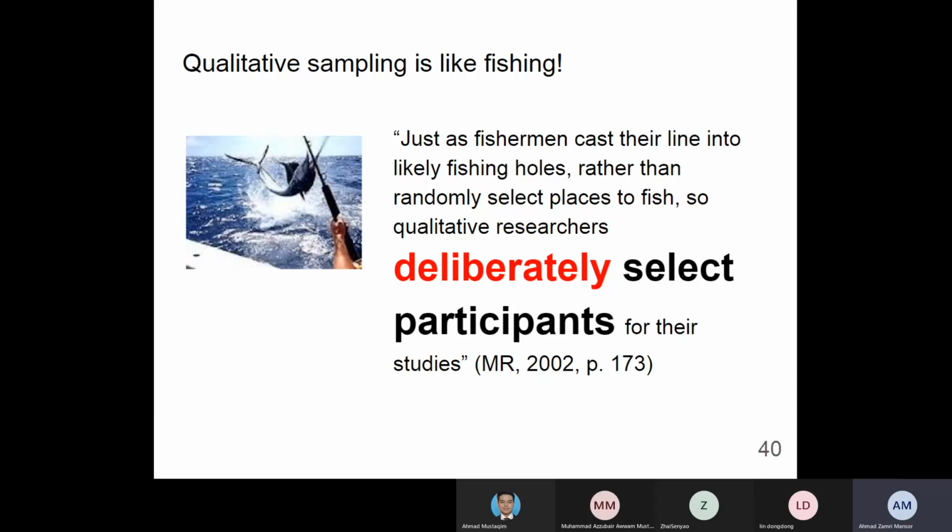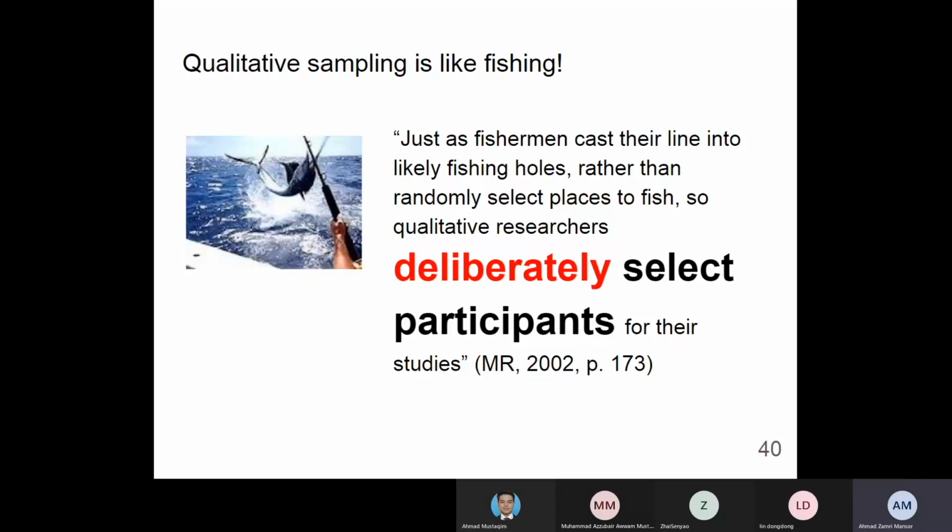The qualitative sampling is like fishing. So you are a fisherman. Fishermen cast their lines into likely fishing holes. That means they look for it. They don't just put their lines anywhere they like. They have to see whether that fishing hole has many fish. If there are many fish there, then they fish there.